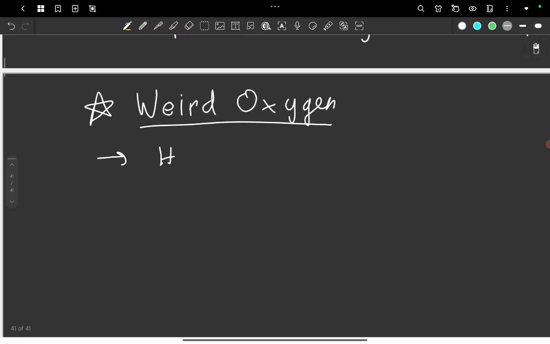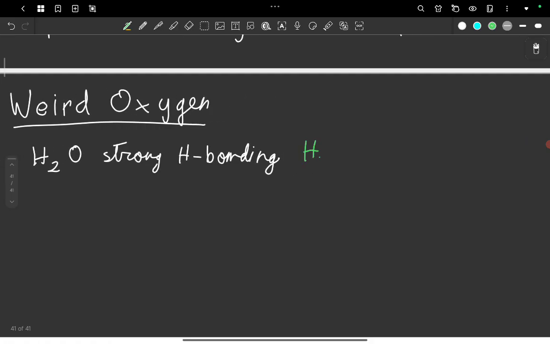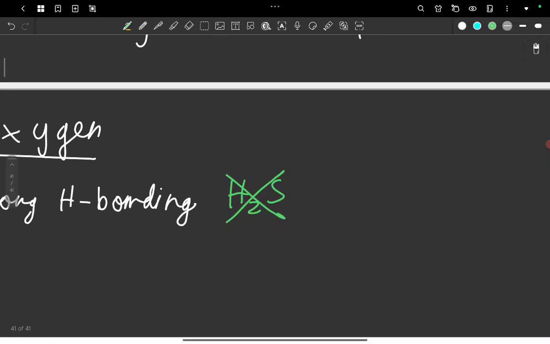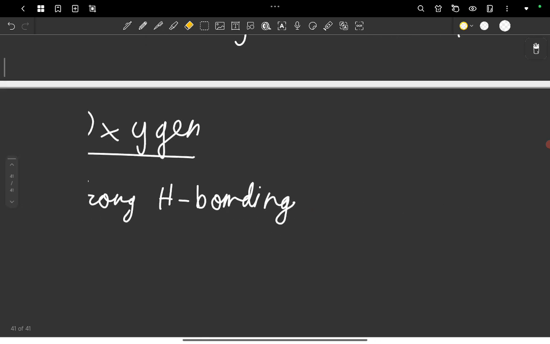First of all, H2O has strong H bonding. Like if you drink water, you will be able to feel the H bonds on your tongue. No, you won't. But if we talk about H2S, it does not have hydrogen bonding. Maybe it does, but not that strong. Thanks to the high electronegativity of oxygen and its small size, they are able to form H bonds like this. This forms with this, forms with this, and it just becomes a very stable thing after all. And that is how the H bonds are formed.